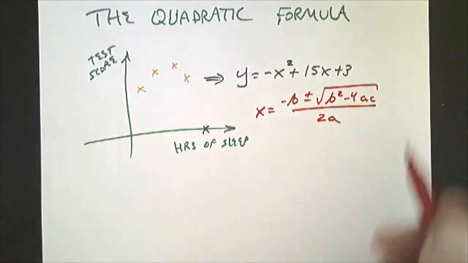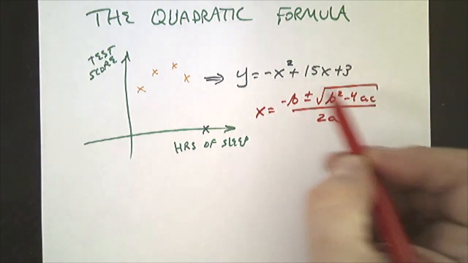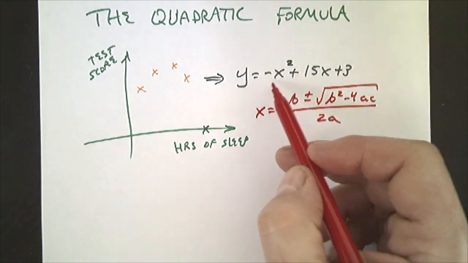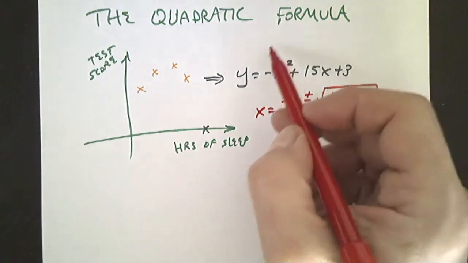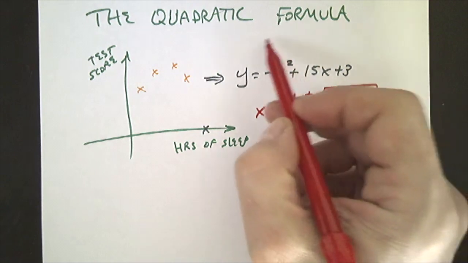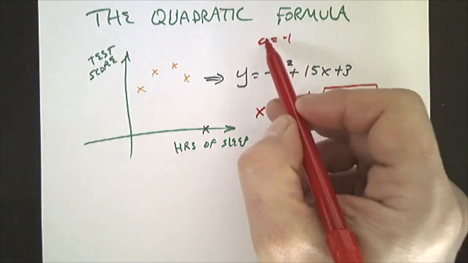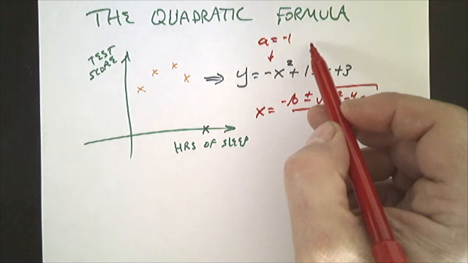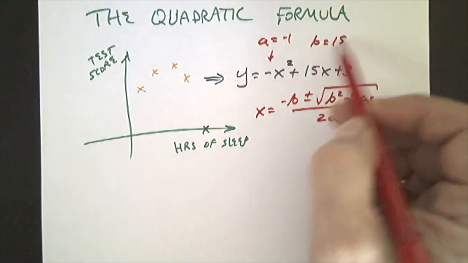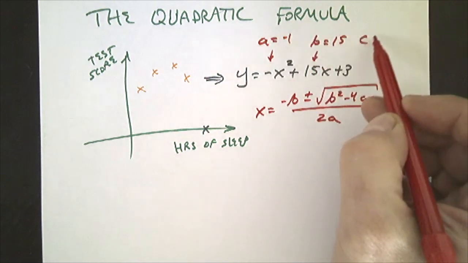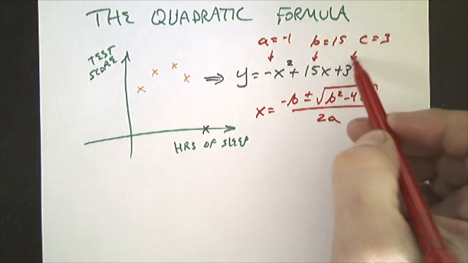Now from there, what do we have? What is the standard form of a quadratic equation? a is the coefficient of x squared. a is equal to -1 in this equation. b is equal to 15. And then c is equal to 3.